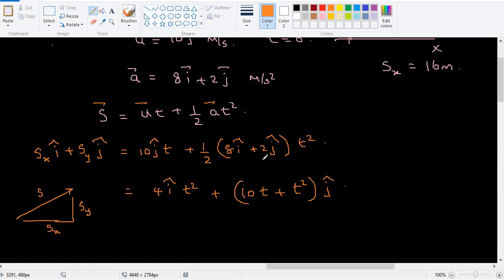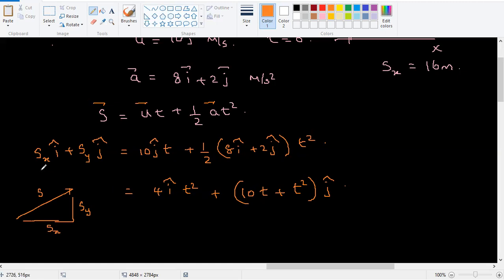See if this makes sense. I'm multiplying this and this. So the 2 cancels, so t squared and then I have j here. So 10t plus t squared, 10t plus t squared into j. And then in the i direction, I have only 4i t squared.